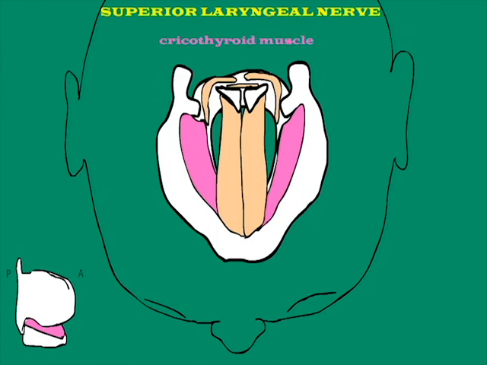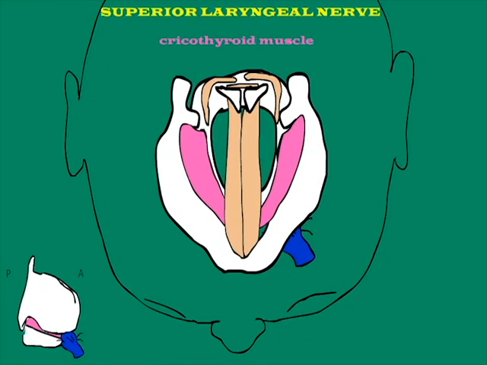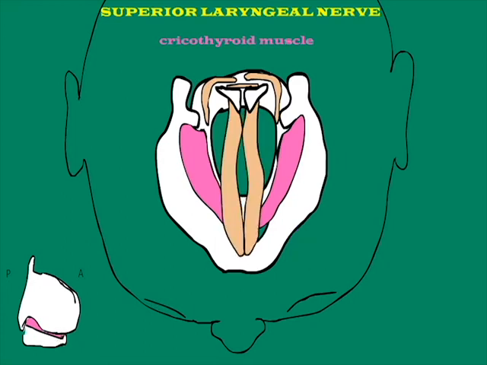The external branch of the superior laryngeal innervates the cricothyroid muscle in pink. And you can see if you pull on this muscle, it's going to tilt the thyroid cartilage forward and therefore stretch the vocal folds. Now you can see your voice is going to be a higher pitch. So damage to this nerve will prevent you from hitting those higher pitches.